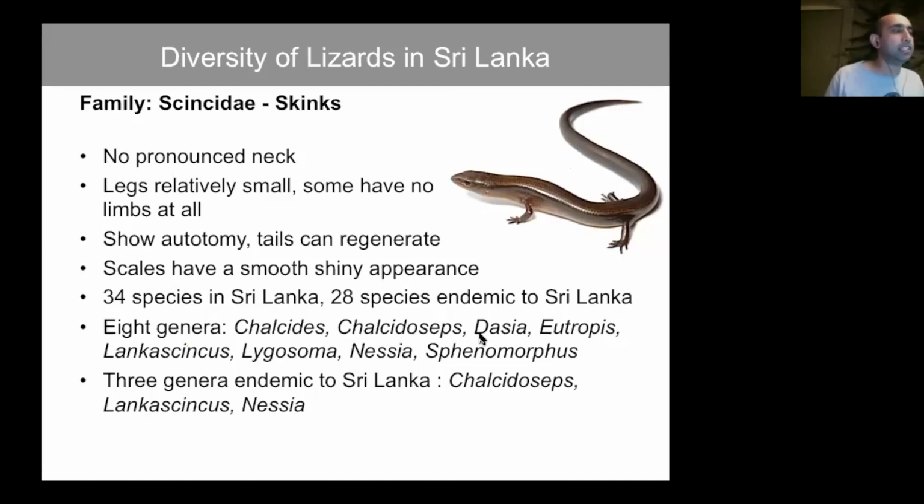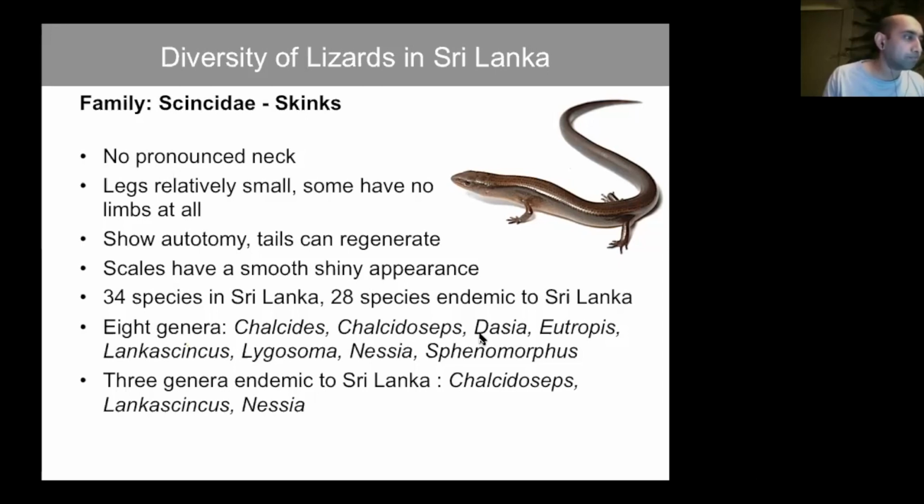These lizards are characterized by the absence of a distinct neck, and of course, the most distinctive feature is the extremely shiny body. It's all because they have extremely smooth scales, which has given them a shiny appearance. Like geckos, they lose their tails voluntarily, but the tails can be regrown. Most of them have tiny limbs compared to their body size. We have 34 species, of which 28 are found only in this country.